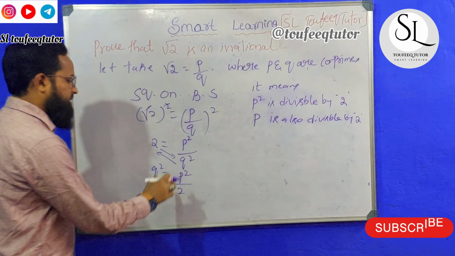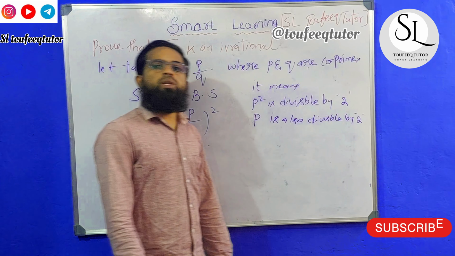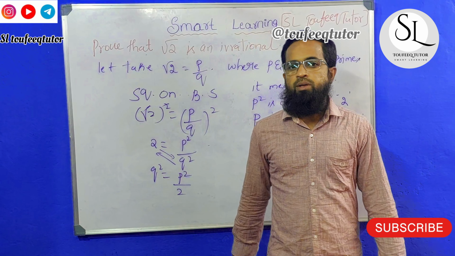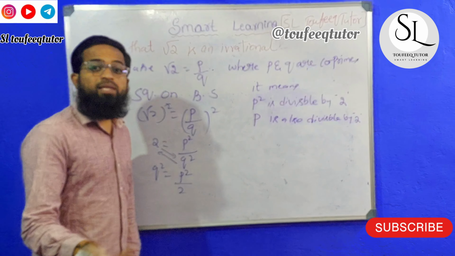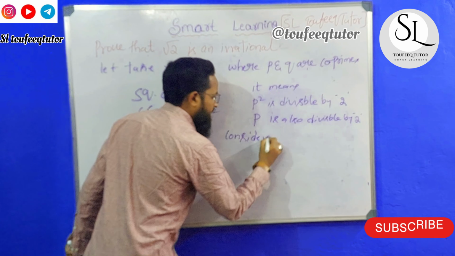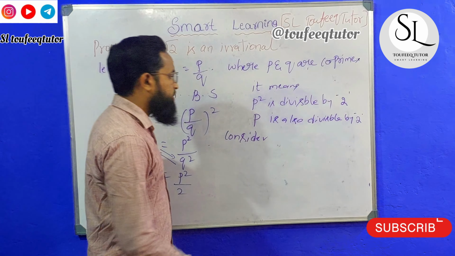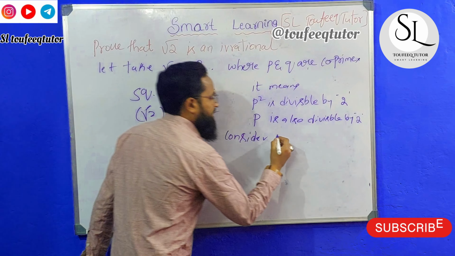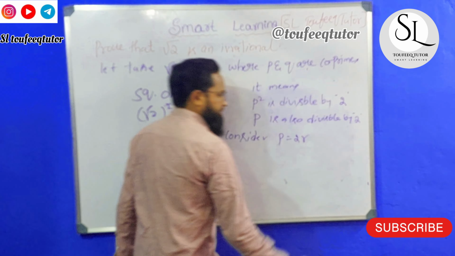Yes, we are done with this P square. How about Q? Is Q divisible by the same number? We should check. For that, we shall consider. Now to prove whether Q square is divisible by 2 or not, what to do? Now we shall take P is equal to 2R.